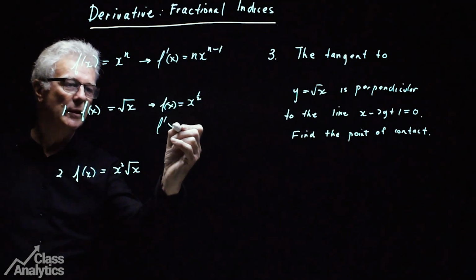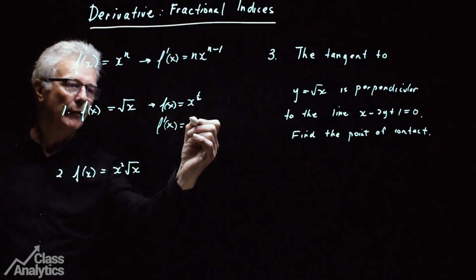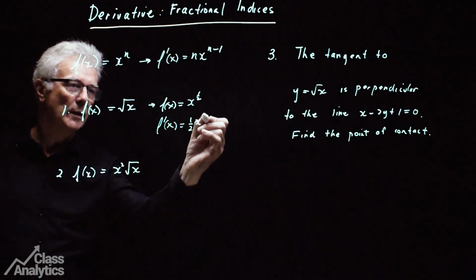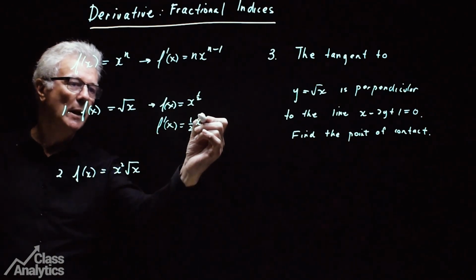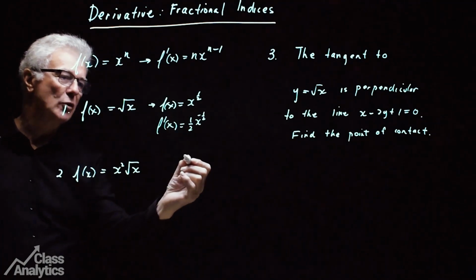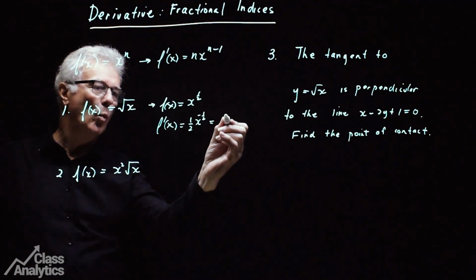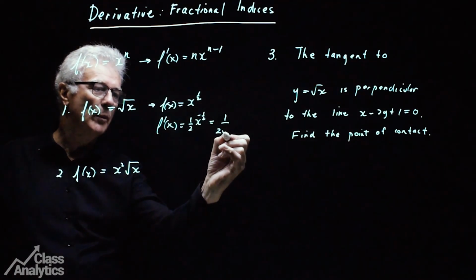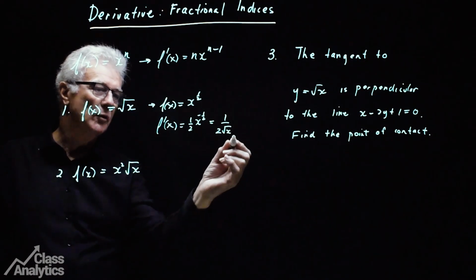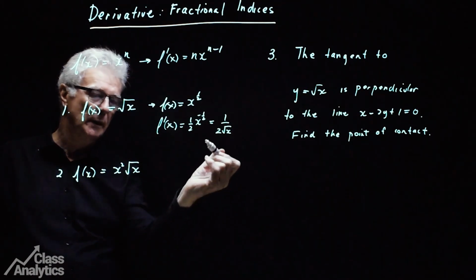So the gradient function then will be equal to half comes down, x to that, and take 1 away, that's going to be minus a half. And you could rearrange that and write that as 1 over 2 square root of x, because that becomes a positive as we go down.